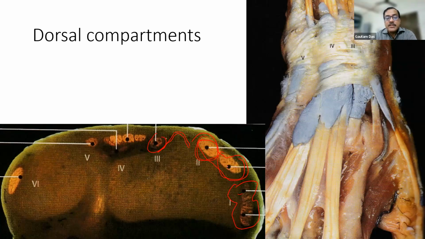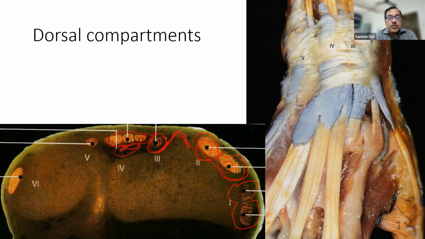Then your extensor carpi radialis longus, extensor carpi radialis brevis. Then comes the Lister's tubercle. Then is your extensor pollicis longus. That is the only single tendon in the 3rd compartment. Then here is the extensor digitorum. That is your superficial, and below that will be the extensor indicis. Extensor indicis is the only muscle which will be having the myotendinous junction.